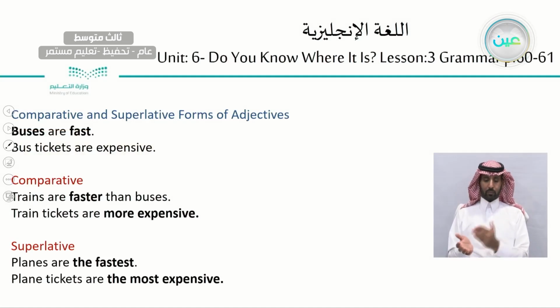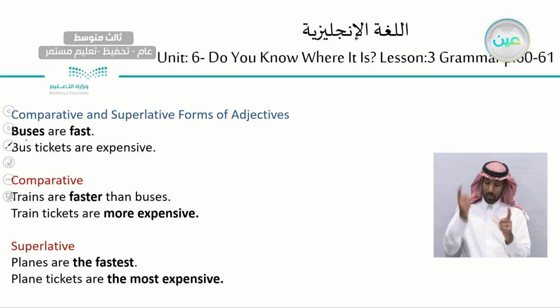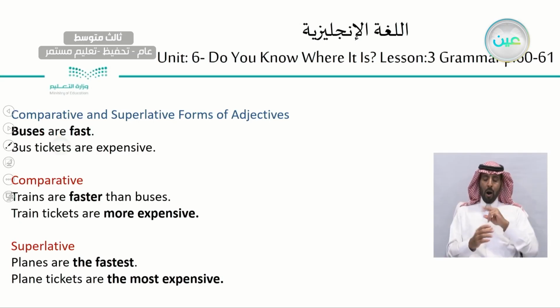Now for our lesson, if you can open your books, page 166, this is our grammar. Okay, the first part, comparative and superlative forms of adjectives. What do they mean? Look at the sentences here. Buses are fast. Bus tickets are expensive. Okay? This is a regular sentence. This is not a comparative or a superlative.